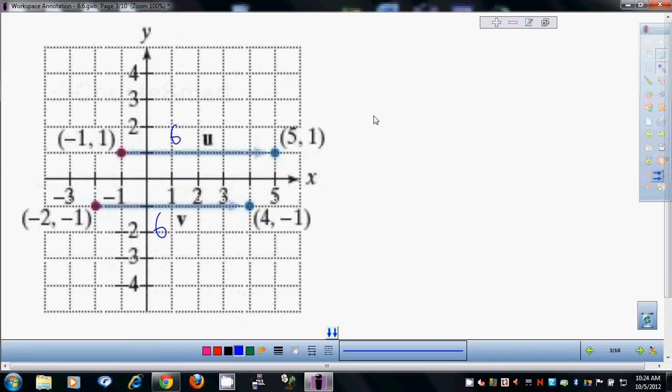That's what you have to do for the first ones. A little distance formula, a little counting, maybe a little Pythagorean theorem.